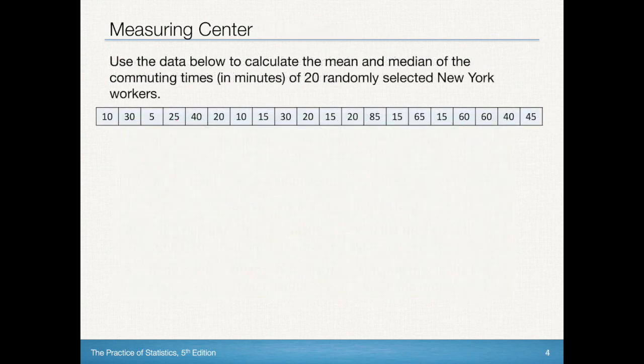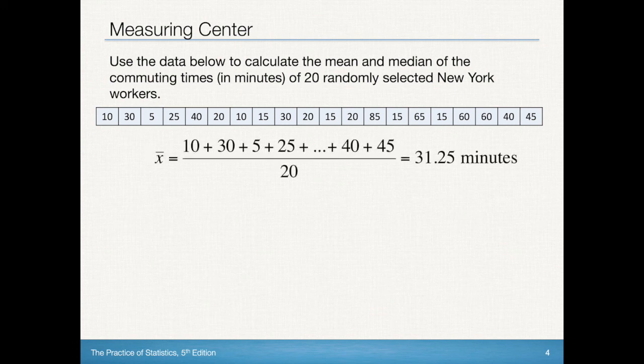So let's try and use these measures of center. We have here a data set that comes from the commuting times of 20 randomly selected New York workers. And you'll notice that they're not arranged in any particular way yet, but we'll see how to do that once we get to finding the median. To find the average, it's pretty straightforward.